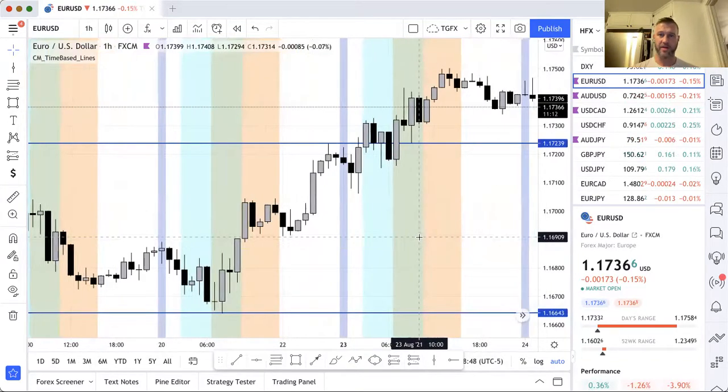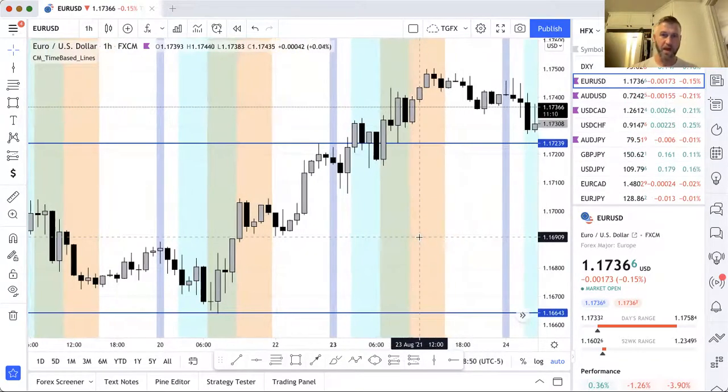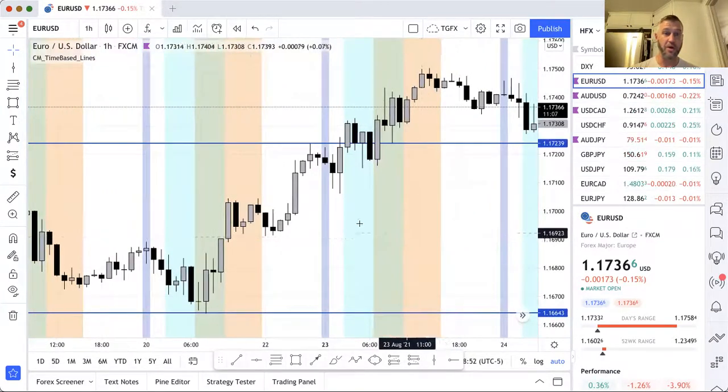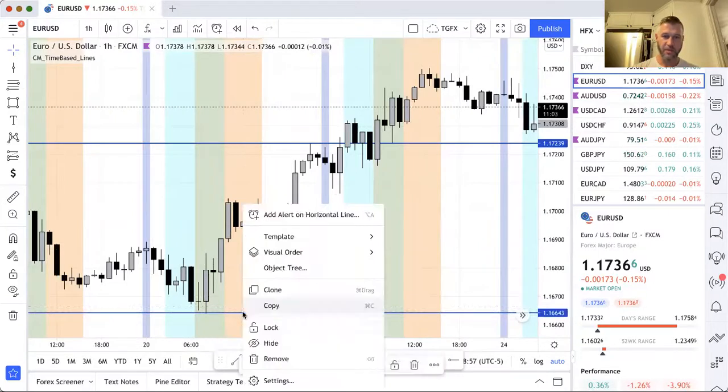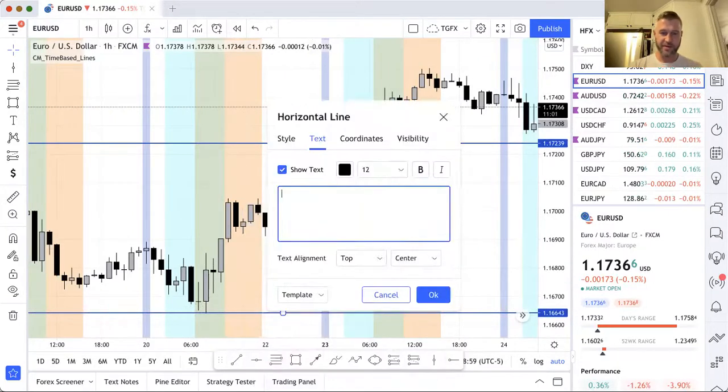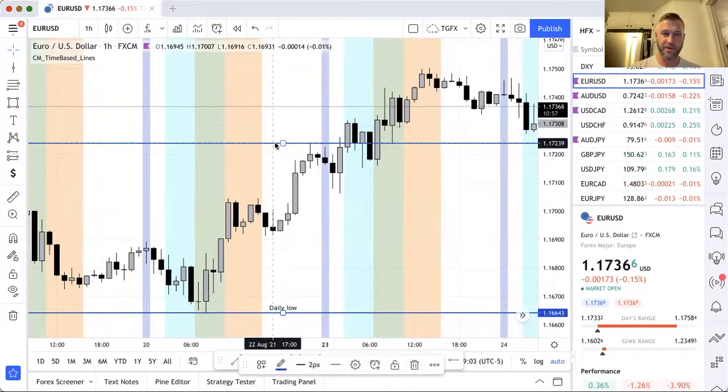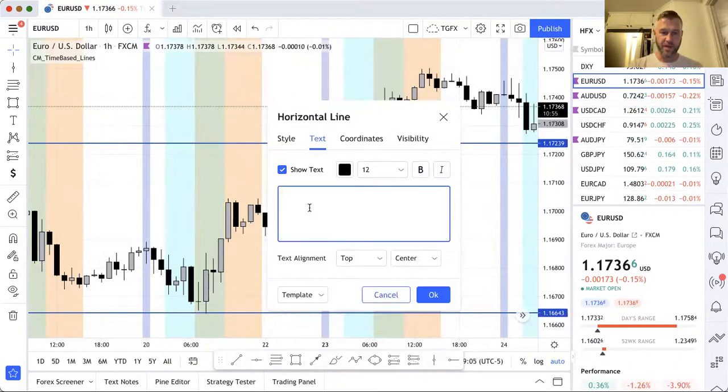I'll do another video on entries at some point, but for now I just wanted to show you this quick markup. So you've got your daily high and daily low here. You can even go into your settings and label it daily low or yesterday low, however you want to do it to make it easier to remember. Daily high is usually what I use.